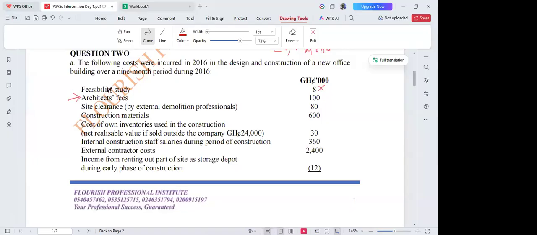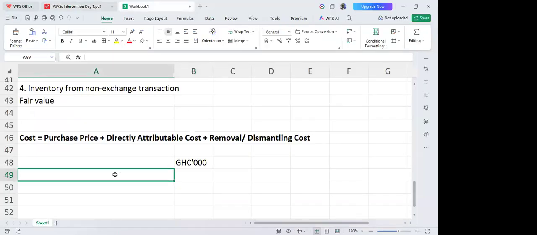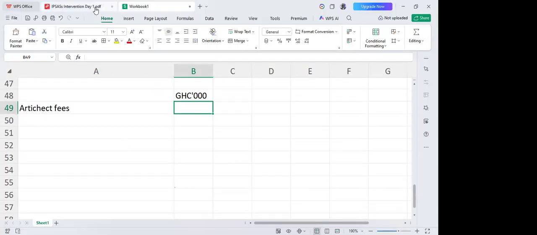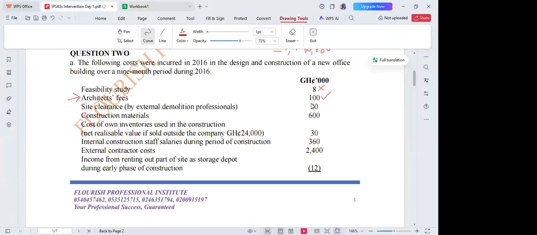Are you going to consider architect fees? Yes, please. It's a consultancy expense. So we are going to consider that. Yes. So bring the architect's fees. That is 100. So consider that 100. Next one, site clearance by external demolition professionals.